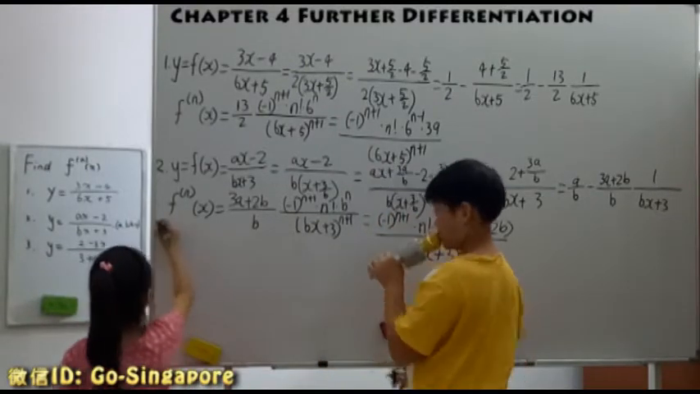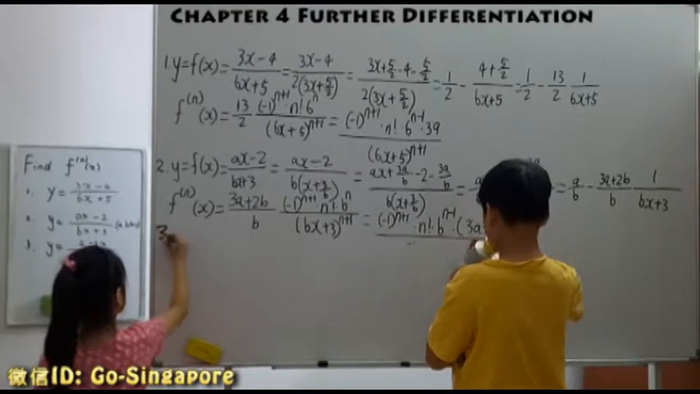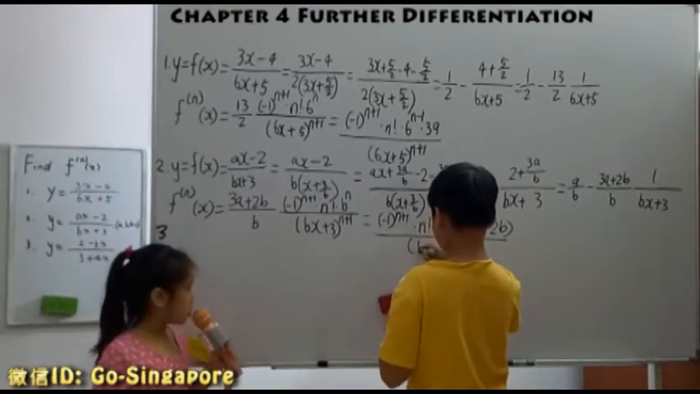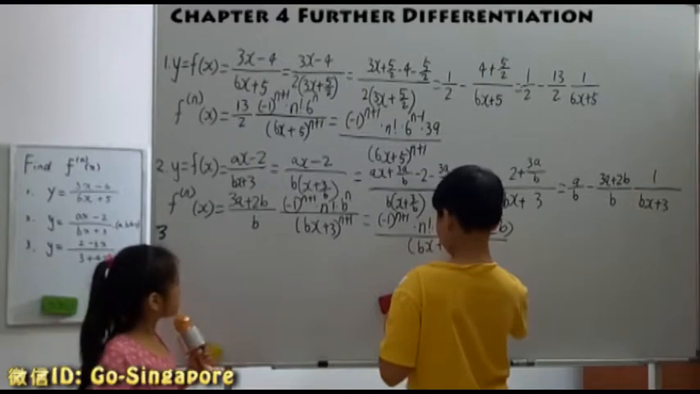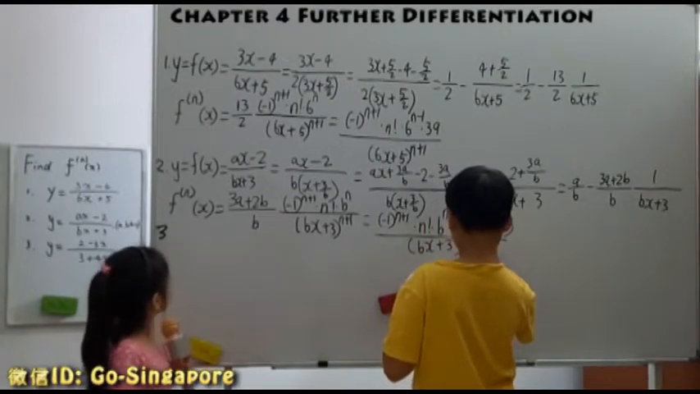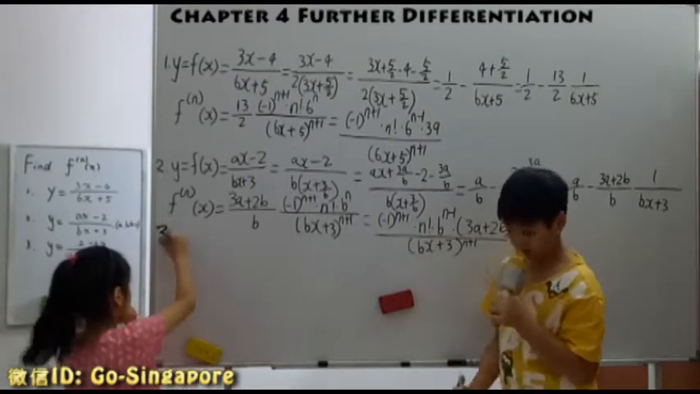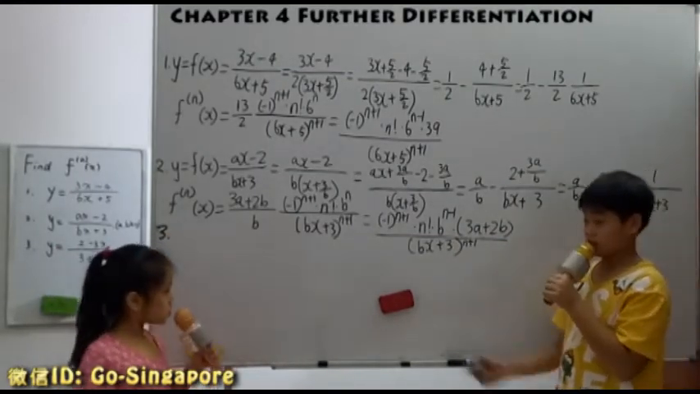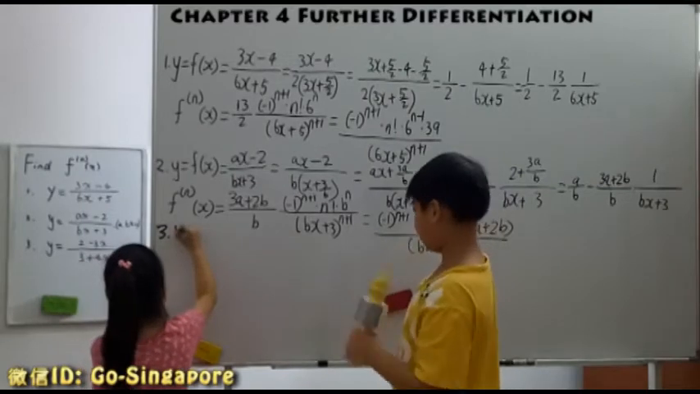So is it like this? Yes. Wait, let me just... What is smaller? Like this, okay? So it is like this? Yes. Okay, so you can start with the third question.